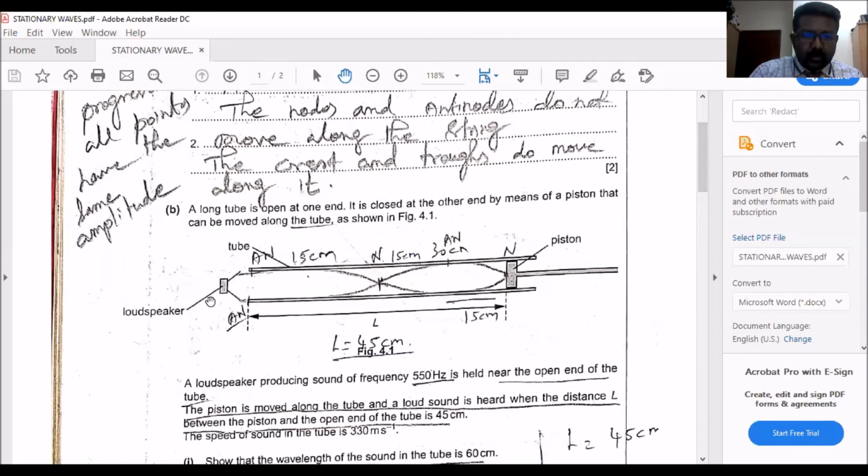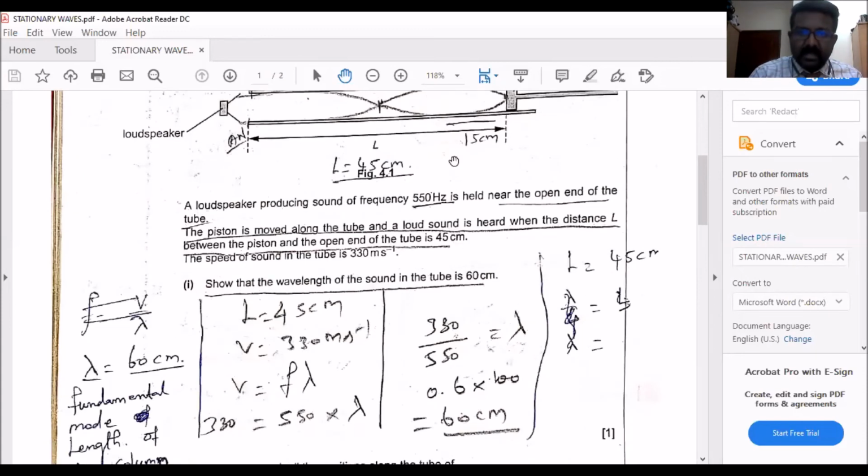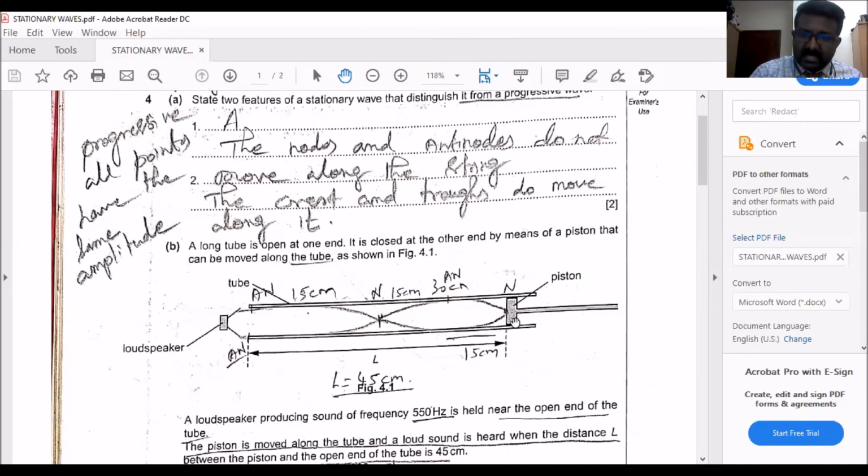For example, if you place a loudspeaker in front of a closed organ pipe, which is closed at one end, we have learned that the first mode of frequency, or the fundamental mode, occurs when length L is equal to 1/4 of the wavelength, and we have calculated the wavelength to be 60 centimeter. Since 1/4 of the wavelength is equal to 15 centimeter, we have to adjust the piston to 15 centimeter to hear the first loud sound.